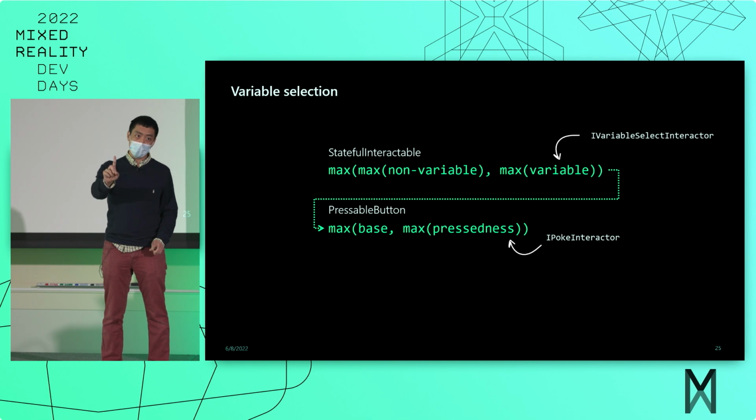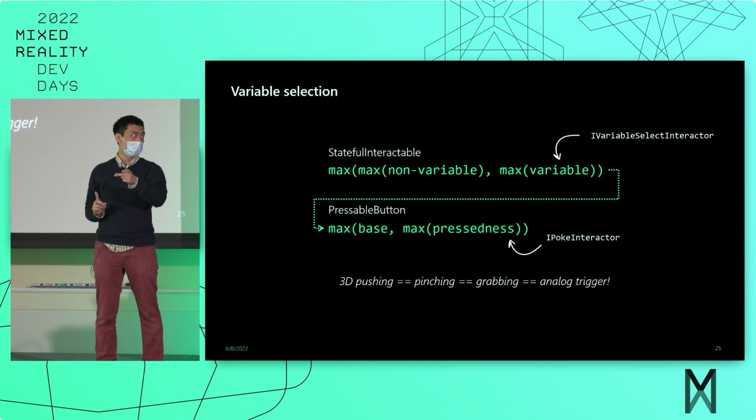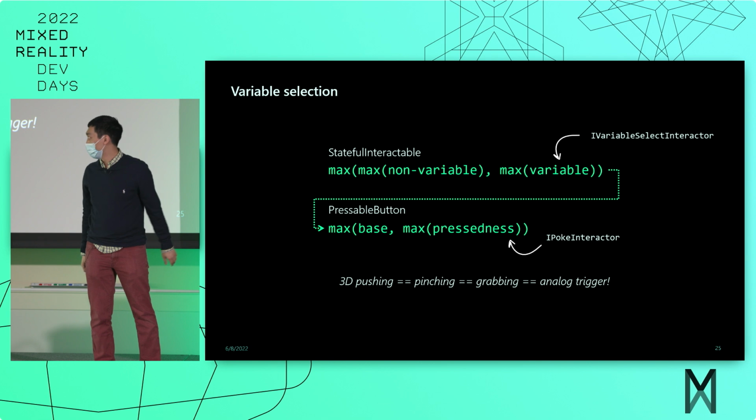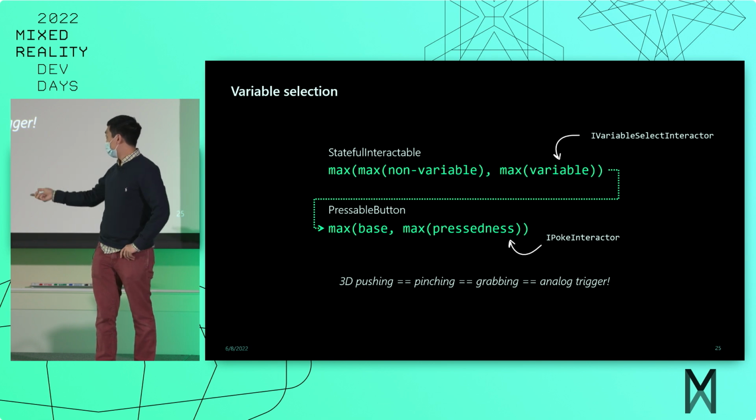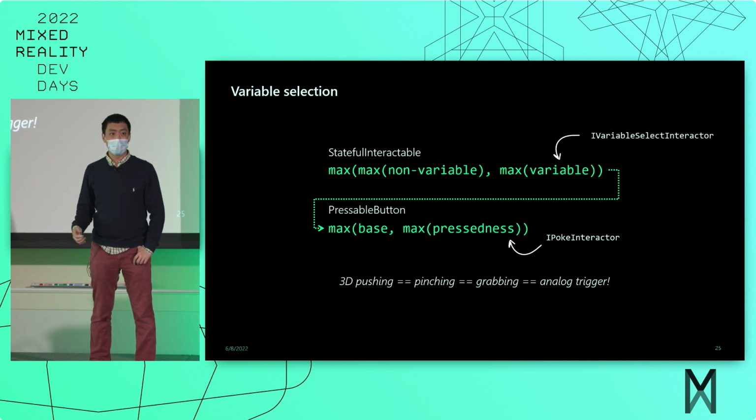So if you're half poking, but then the mouse decides to click, the button will snap and be like, okay, I'm actually fully poked now. But when the mouse releases and you're still half poked on the button, just like in real life, the button will pop out slightly, hit your finger, and then settle at how selected it is. So 3D pushing, pinching, grabbing all basically work equally and are treated equally on the interactor side of things.